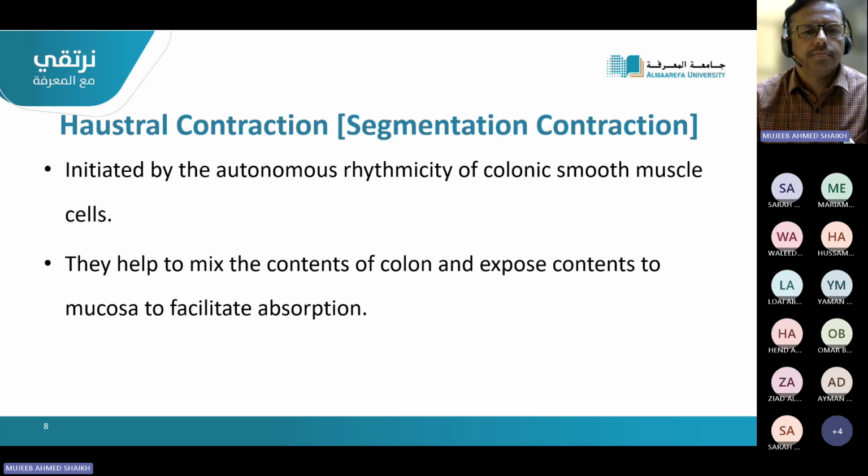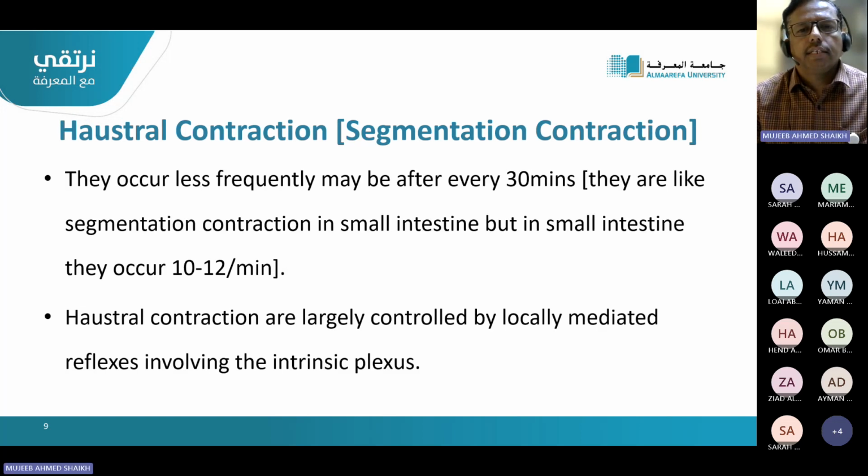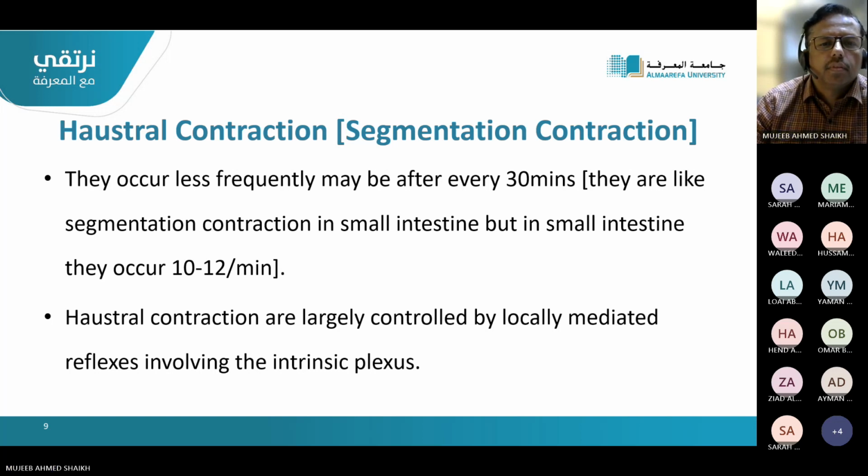Maximum absorption occurs. Haustral contractions occur very slowly. If you remember, segmentation contractions occur around 12 times per minute in the duodenum and 9 times per minute in the jejunum. But here it is one contraction every 30 minutes. So it is a very slow contraction and relaxation, but it is similar to the segmentation contraction.